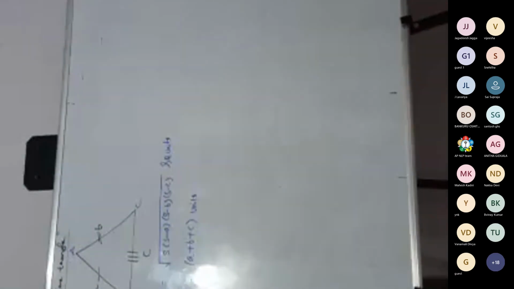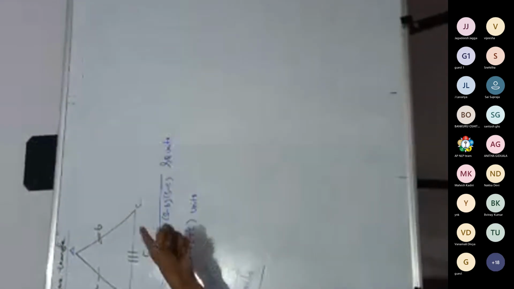Then this formula, this delta, we can call it Heron's formula. Delta is equal to root over S into (S minus a) into (S minus b) into (S minus c) square units. This is Heron's formula. Next.